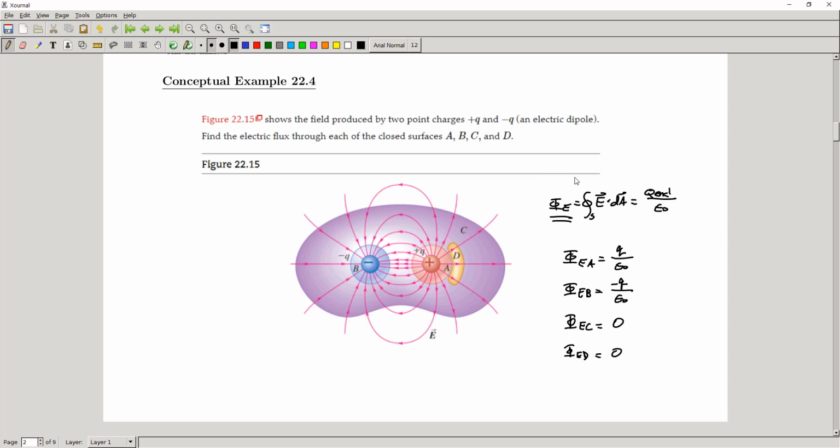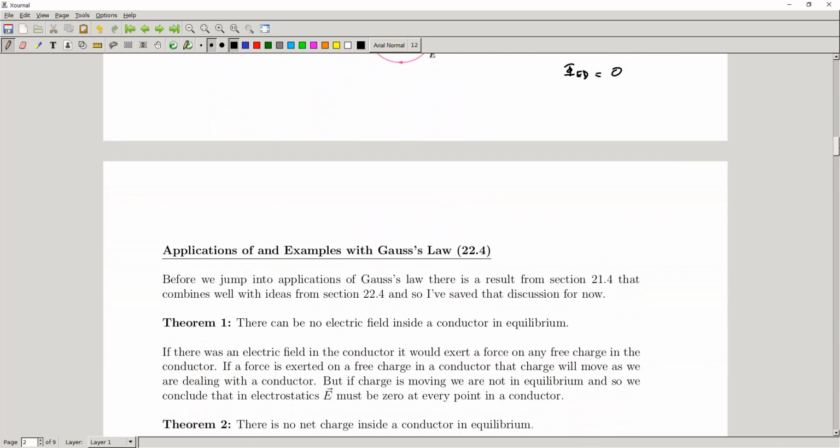Okay, I'll maybe make a note here. I'm often going to abbreviate Gauss's law with just a GL circled, so if I write down GL circled, something like this, and I say it implies this, well, I'm just talking about Gauss's law. Okay, so let's move on.